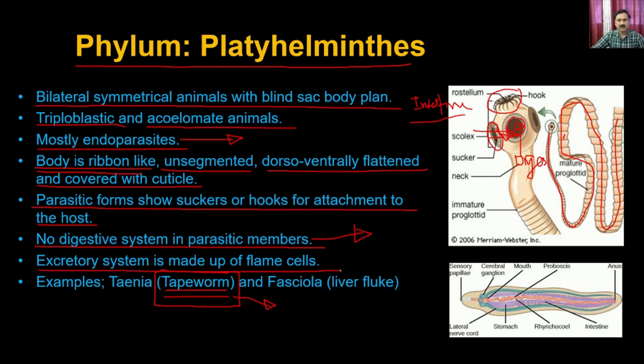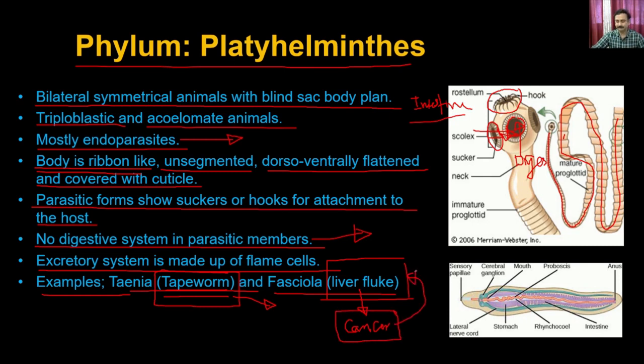The excretory system is made up of flame cells, and the classical examples are Taenia solium and Fasciola. Taenia solium is called the tapeworm, and Fasciola is called the liver fluke. Liver fluke is a very big problem for animals like buffalo and cows, and it actually causes cancer, because when it grows, the liver cells get transformed, and that's how it develops cancer in the animals.